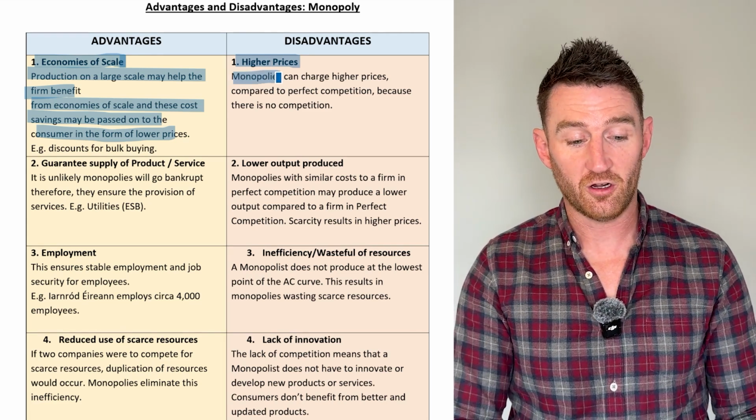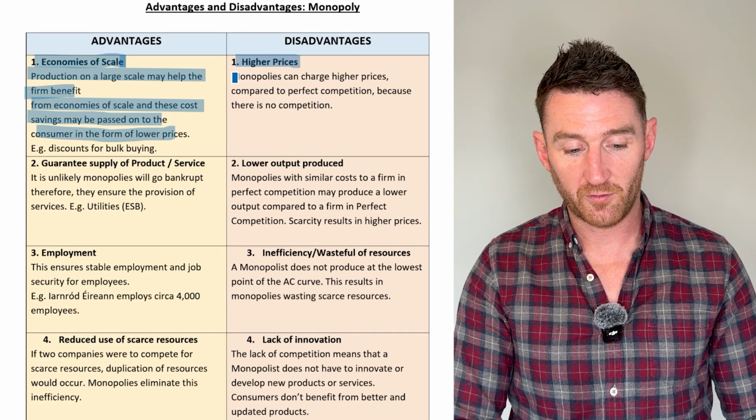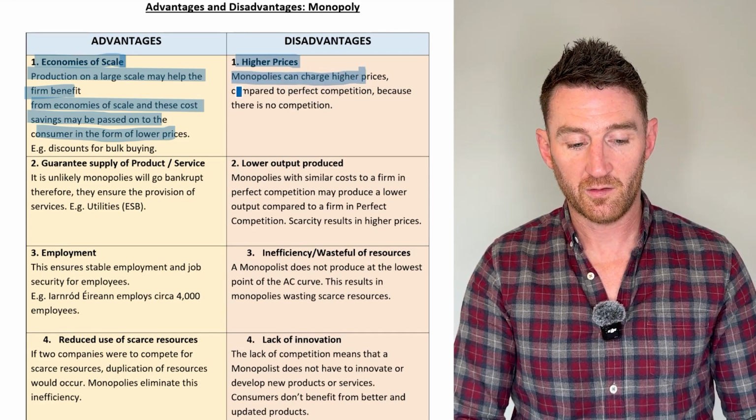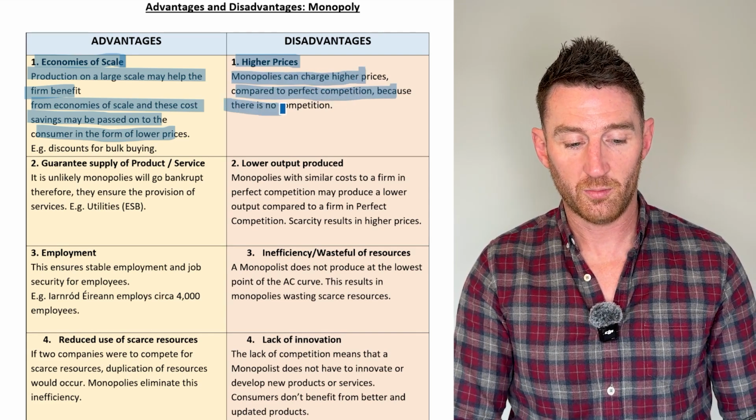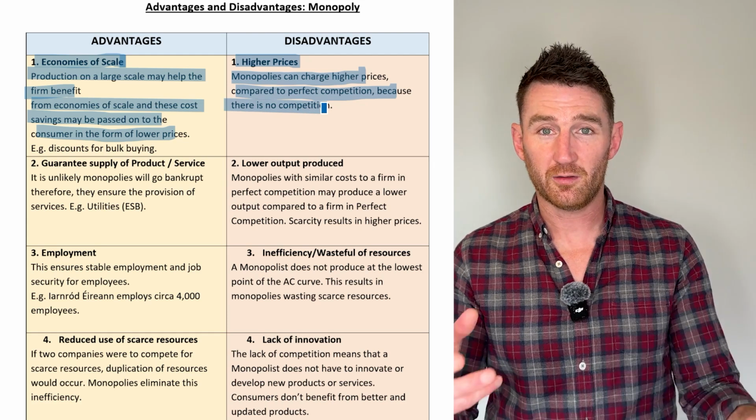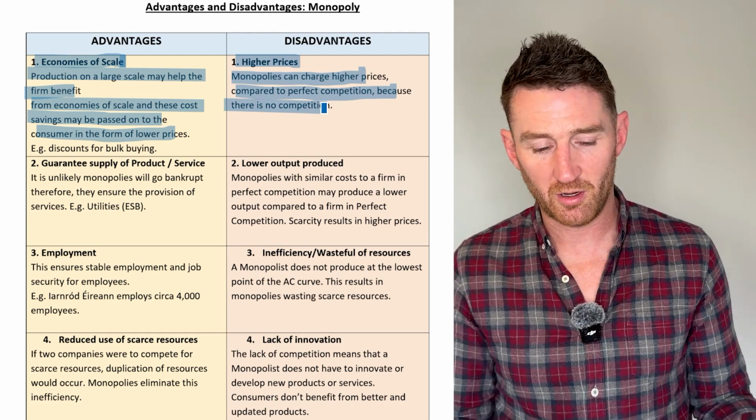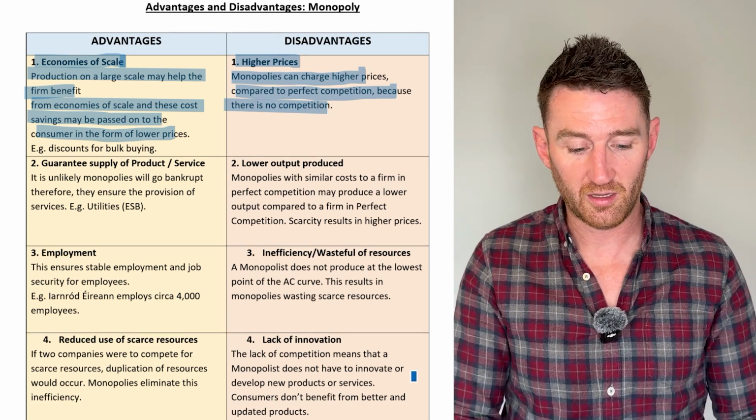So monopolies can charge high prices, particularly compared to perfect competition, simply because there is no competition. That's the last point there. So you see they're slightly contradictory. We're saying there might be low prices, might be high prices, and it just depends. Yeah, you can make a case for either there.